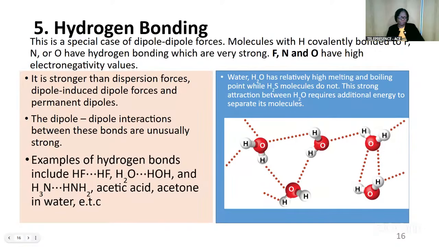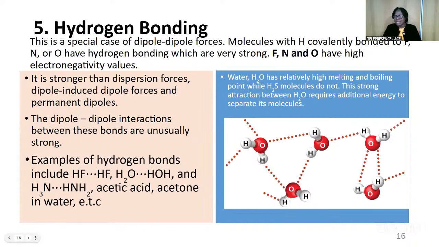We call it hydrogen bonding, even though they are attractive forces. It's a special case of dipole-dipole, and it only occurs when you have a molecule that has H, that is hydrogen, covalently bonded to fluorine, to nitrogen, or oxygen. Just note those three. You must have fluorine, nitrogen, or oxygen because they have high electronegativity value. When they are involved in any molecule that has hydrogen that is covalently bonded, then you will have hydrogen bonding.